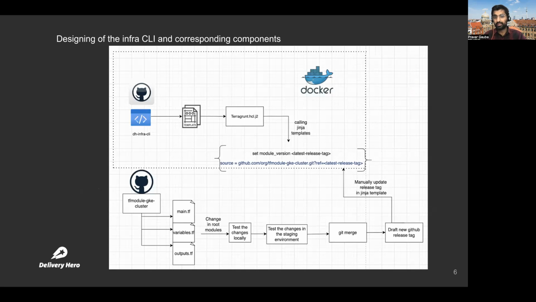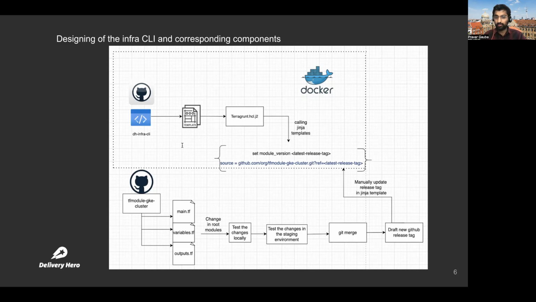Designing of the infra CLI and its corresponding components. So as mentioned in the earlier slide, our DH infra CLI is our in-house developed utility, developed in Python. And we have Dockerized it as well so that it is easy to run and manage. The logic behind running this utility is to smooth the generation process of tag run configs, which further calls the modules, which are written in a separate repo, as you can see below.